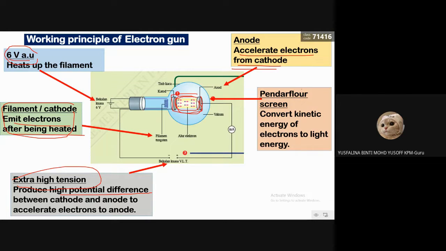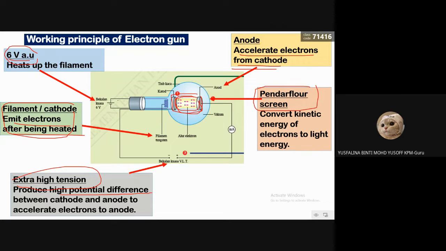And then you can see there is a fluorescent screen. What does it do? The electron which is released from the cathode goes to the anode. When it moves, it has kinetic energy. So when it starts to move from the cathode to the anode, it has kinetic energy. But when it hits the fluorescent screen, the kinetic energy turns into light energy. So I will show you the sequence of the energy being transferred.